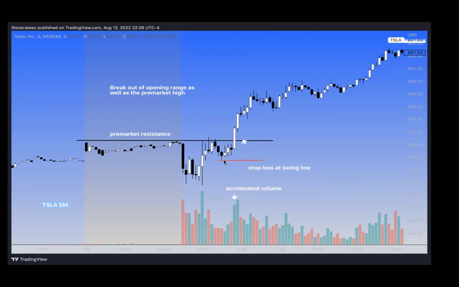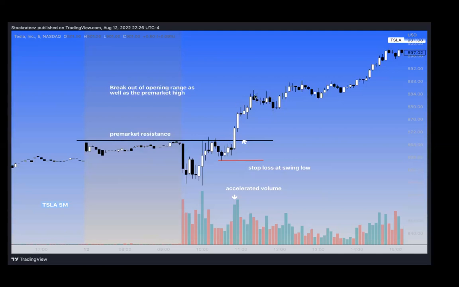And I love plays where there's a very obvious swing low that's not too far away, so I can quantify my risk. Sometimes with the ORB, it's kind of hard to know where to put your stop loss. So you either wait for the retest, the retracement, wait for a swing low or swing high to be formed, and then you can take it. And I see here we have this accelerated volume. So that's going to help us read the chart, say, hey, looks like buyers are stepping on the gas here. I think I'll go long on the break of this resistance.